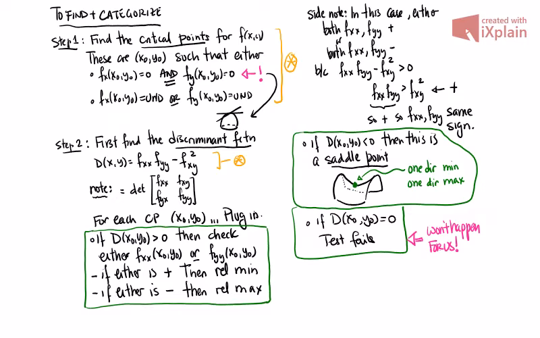So let's do a couple of examples. The first one will be pretty straightforward. The second one will be a little trickier, but neither is particularly tricky. So we'll find and categorize all critical points for the function f of x, y equals 3x squared y plus y cubed minus 3x squared minus 3y squared plus 2. The process is to find the critical points first.